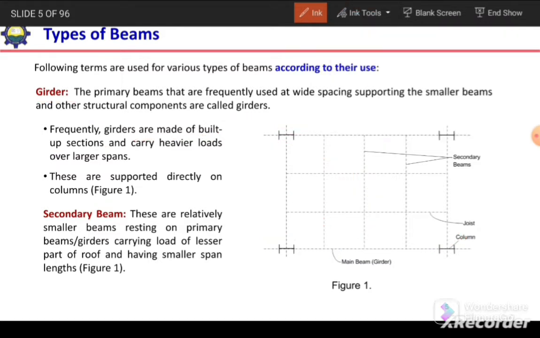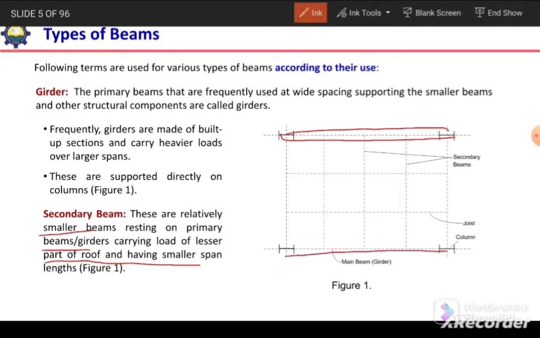Then secondary beams, these are relatively smaller beams resting on the primary beams or girders, carrying load of lesser part of the roof and having smaller span. So if this is our primary beam between the columns, on this side again this is the primary beam, so the beams which are running perpendicular to this will be secondary beams.